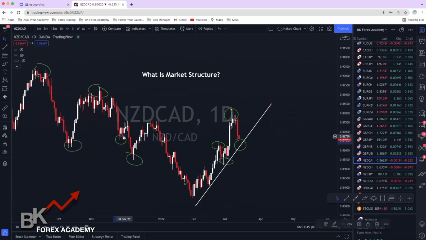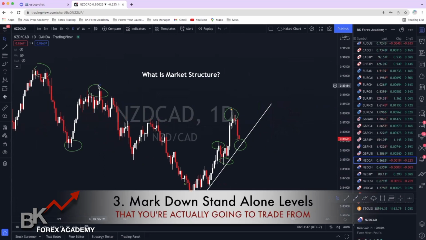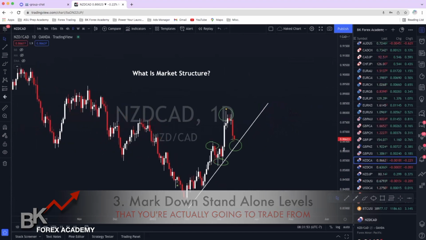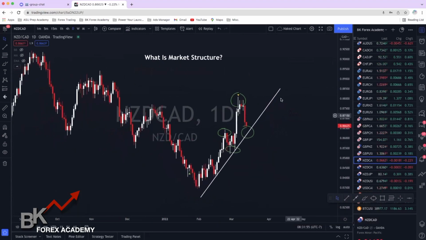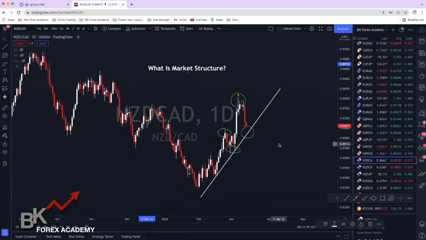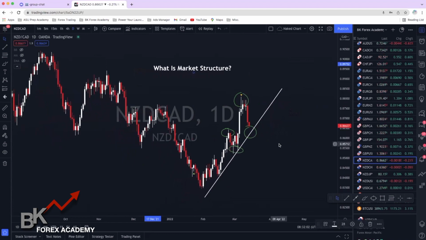The next thing that we are going to do is find our standalone levels to trade from, okay? You only want to mark levels on your chart where you plan to make a trading decision. You don't want to have like 10 different lines or zones on your chart. It's only going to cloud your thinking, and you're not going to enter confidently.